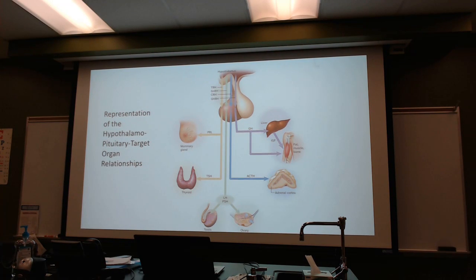Anterior pituitary, posterior pituitary. Anterior is cellular. Posterior is nervous tissue. So definitely want you guys to remember that. Up to this point, we have talked about the hormones that are going to be released, secreted from the hypothalamus, and they're going to have to make their way to the pituitary gland.